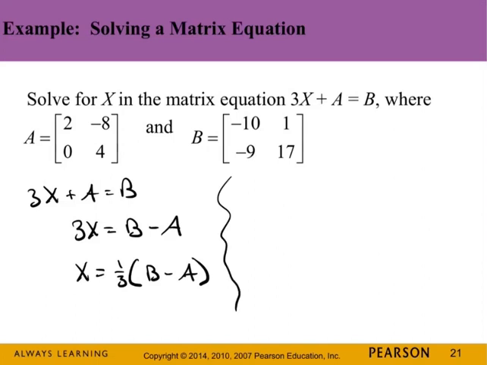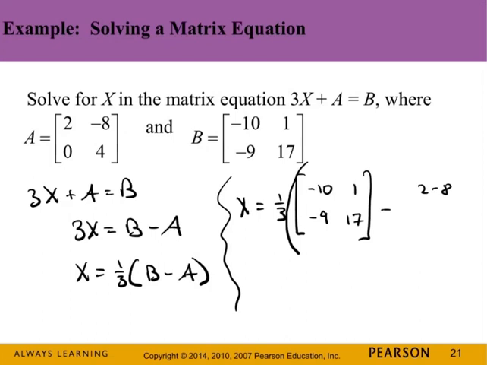Okay, so let's do this. So then our matrix X is going to be 1/3 times B, which is -10, 1, -9, and 17, minus A, 2, -8, 0, and 4. Let's clean that up a little bit. We're going to distribute a negative there. Okay. I'm going to keep this 1/3 for now.